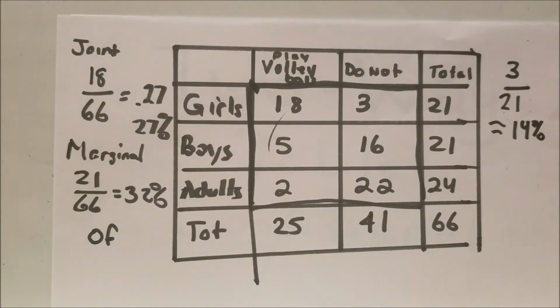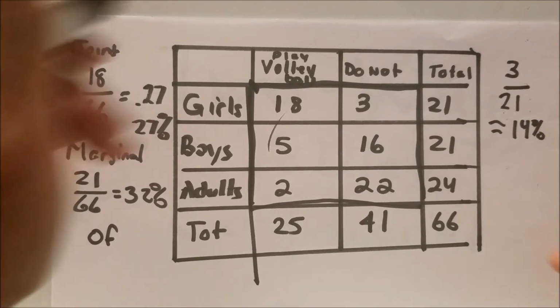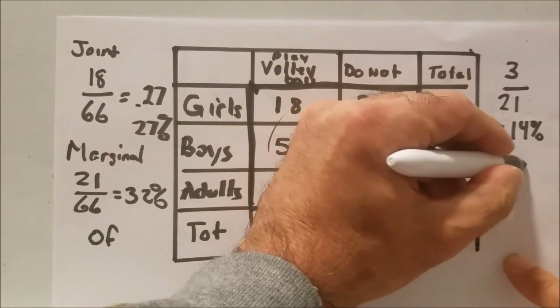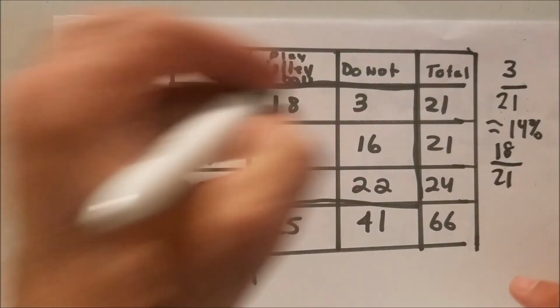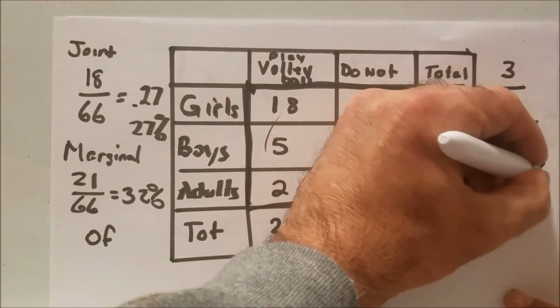So what would this answer be? Of the girls who play volleyball. Of the girls, again, 21, and 18 play. That's a lot. It's about 86%.